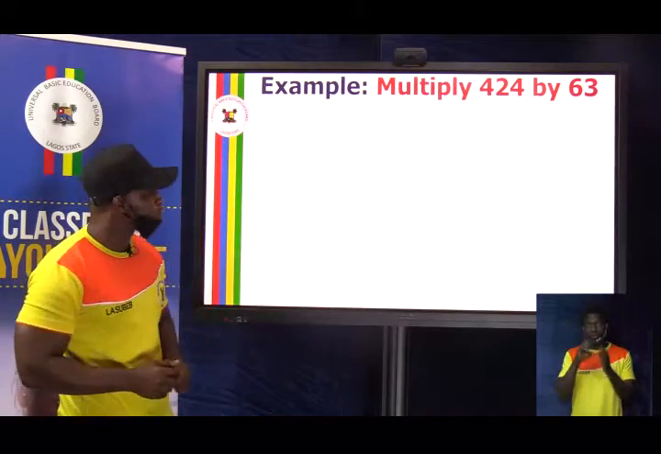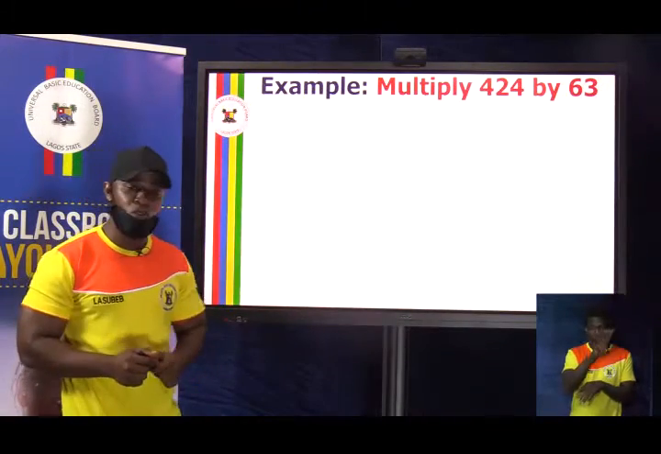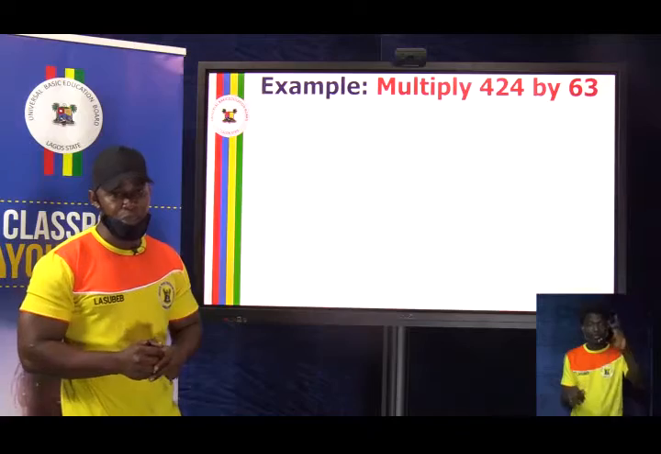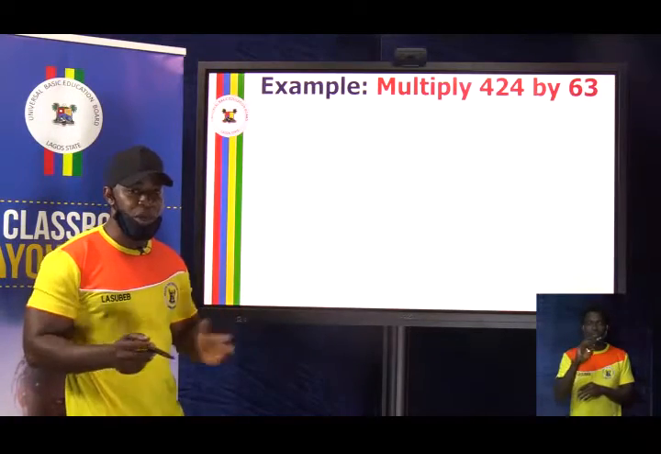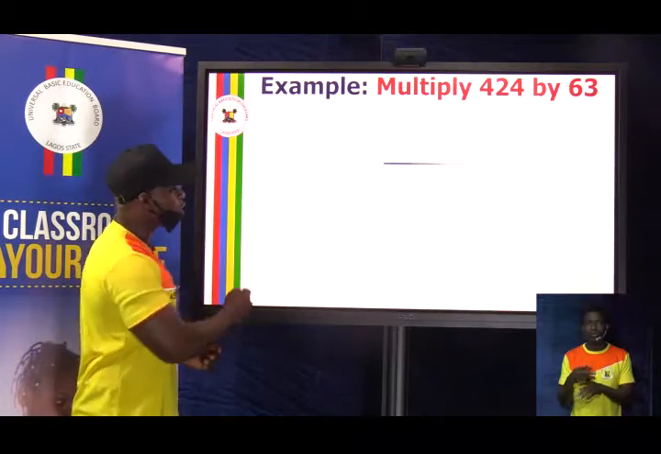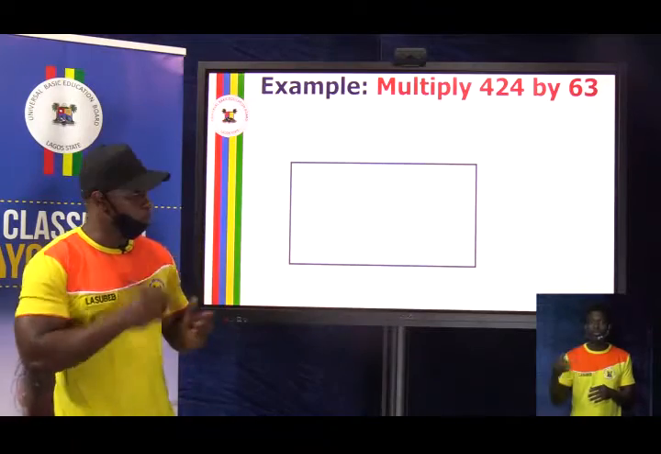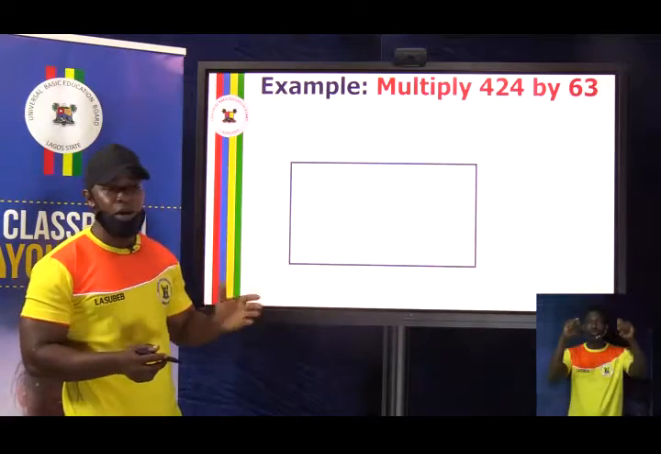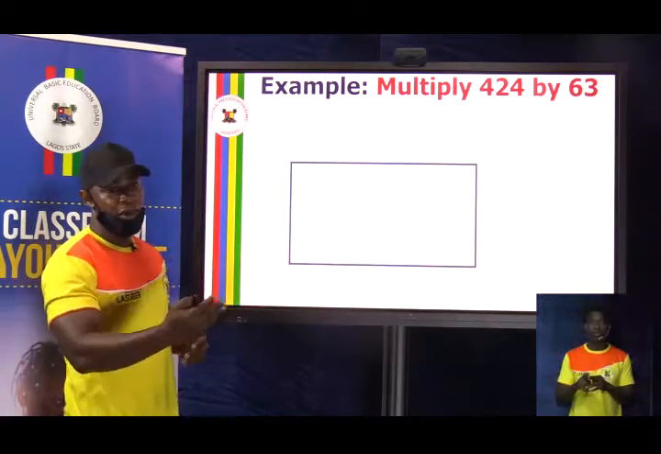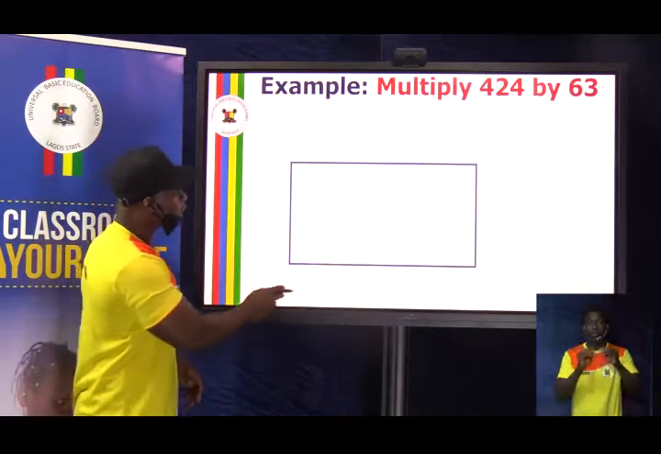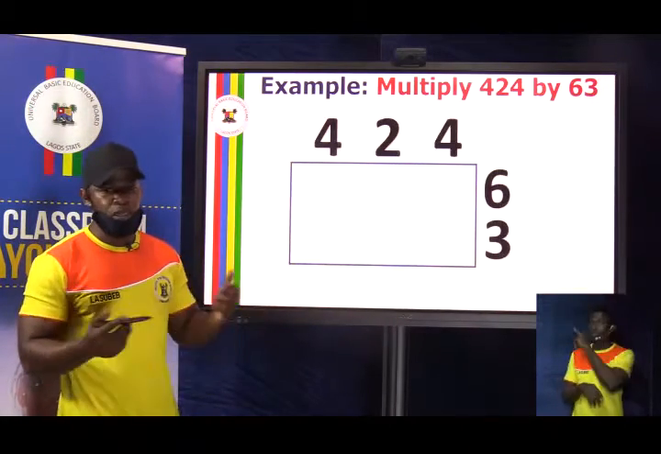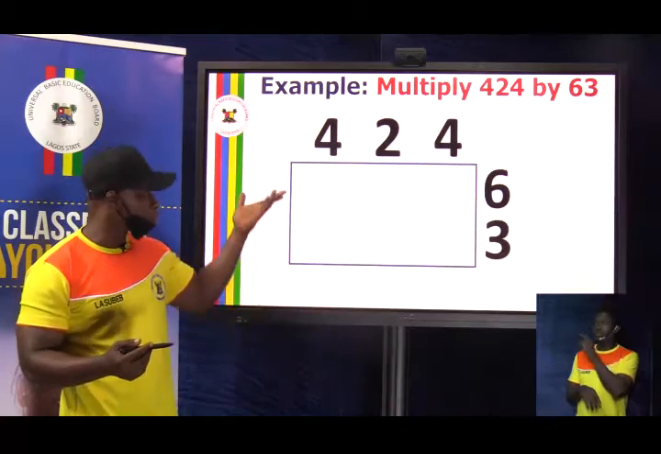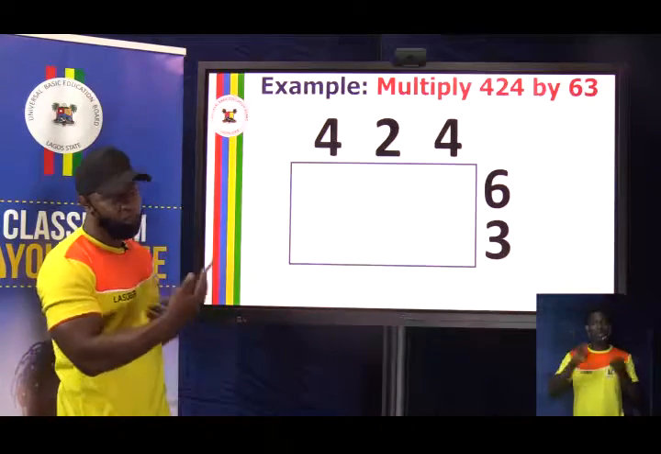Our first example for today says, multiply 424 by 63. Now using the Chinese method, the first thing you want to do is draw a rectangle quickly. Now you put the numbers on top and by the right of the rectangle like this. I always like to put the larger number on top and the smaller number to the side.